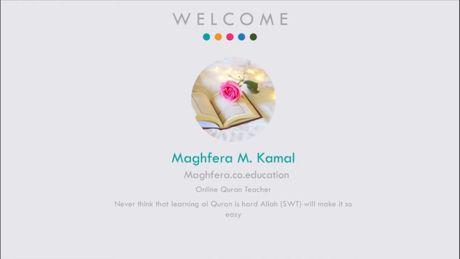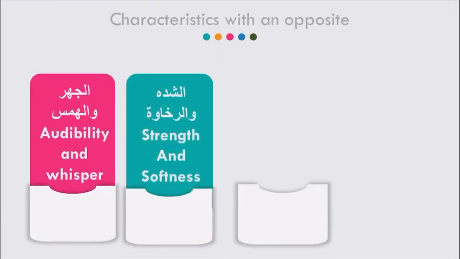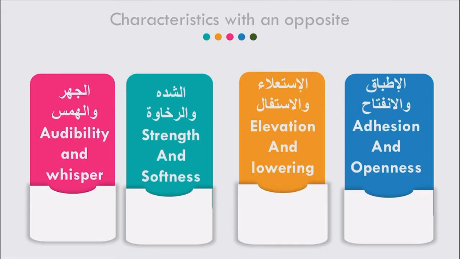And then inshallah we're going to move to a new characteristic, which is about الإطباق والانفتاح. Okay, just a quick reminder that we have characteristics that have an opposite and some other characteristics that have no opposite. From the characteristics that have an opposite: الهمس والجهر, which we did on a separate video; الشدة والرخاوة, which we did on another video; الاستعلاء والاستفال; and the other one is الإطباق والانفتاح, adhesion and openness.